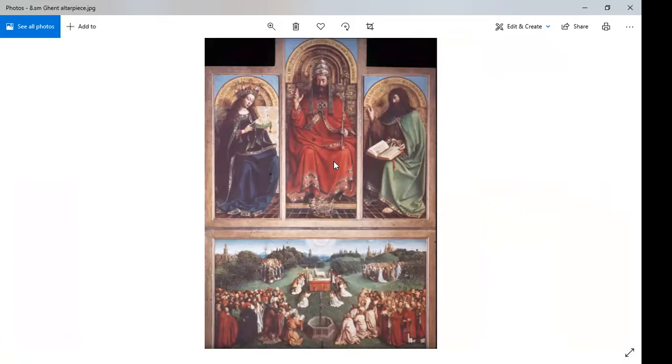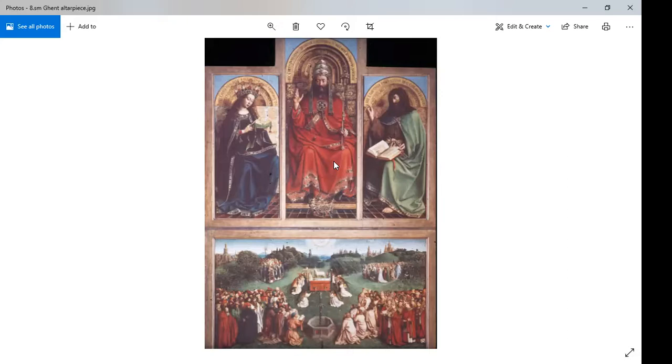All right, and this is the Ghent altarpiece. Altarpiece, remember, is 1 word, A-L-T-A-R-P-I-E-C-E. Ghent, I'll spell that, is a city in Belgium, G-H-E-N-T, Ghent altarpiece. The artist, 2 brothers, I will say their names slowly.